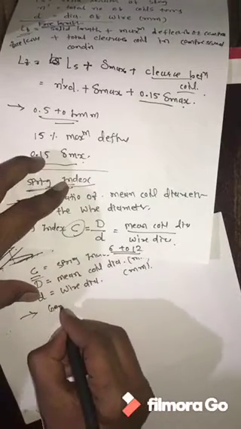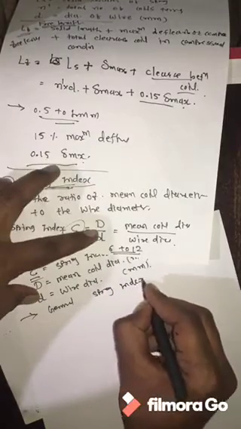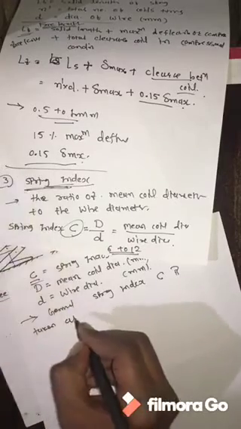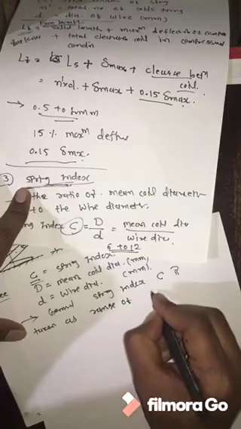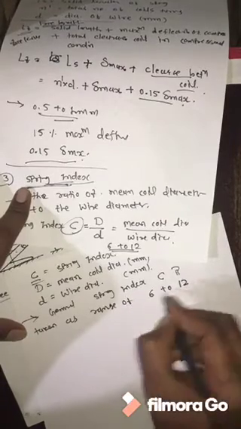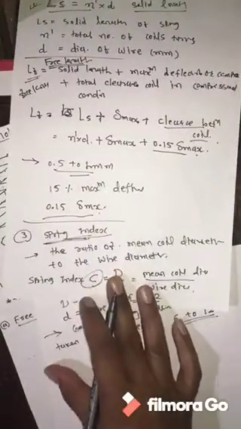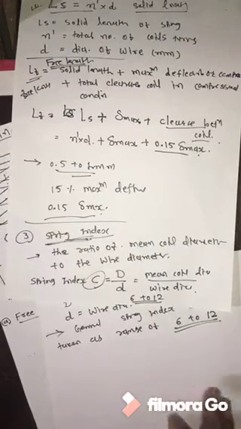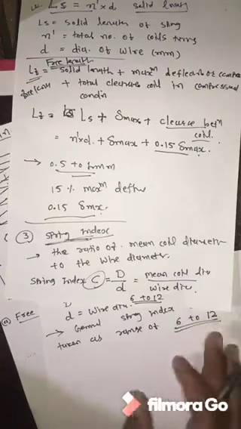So generally the spring index C is taken in the range between 6 to 12. Remember this. Clear? Spring index, the ratio of mean coil diameter to the wire diameter, is called the spring index, and the equation of spring index is C equal to capital D upon small d. Next one is spring stiffness.